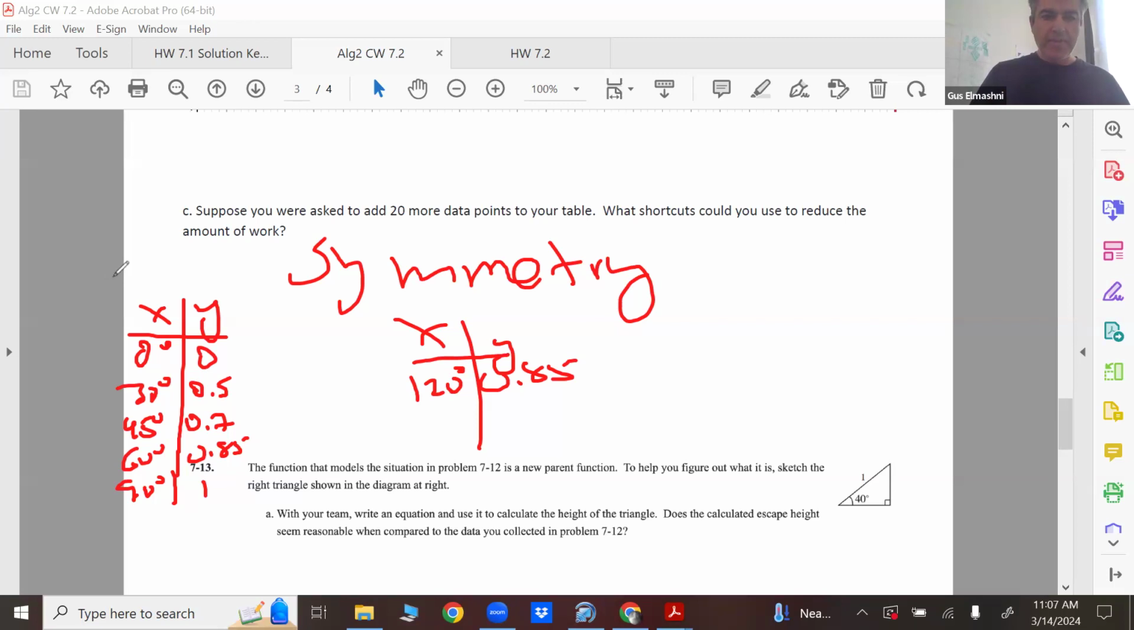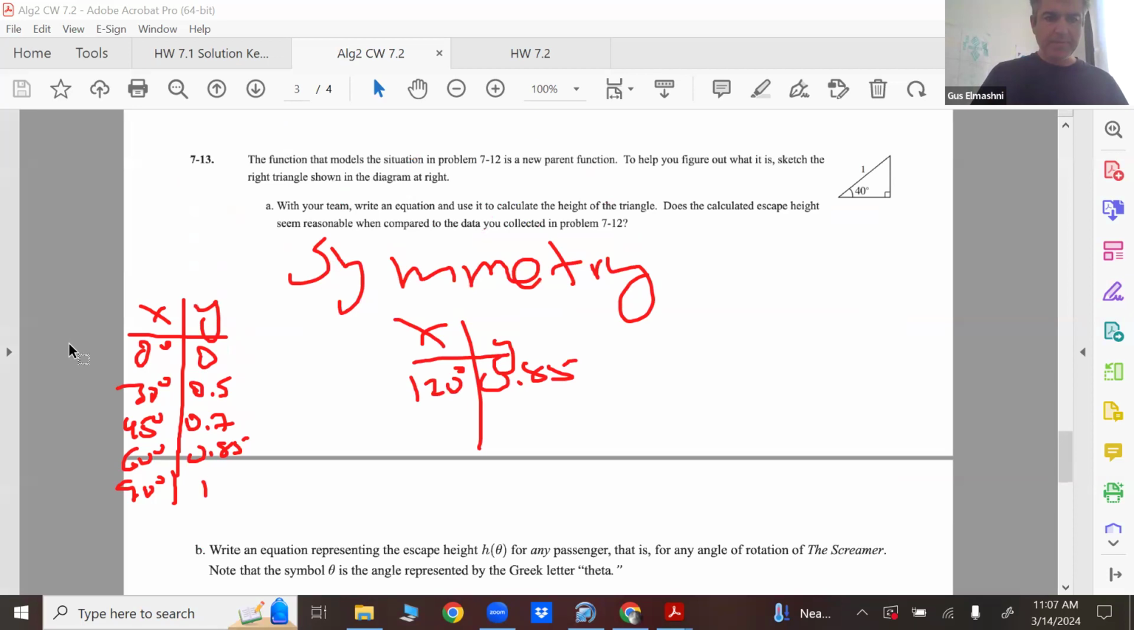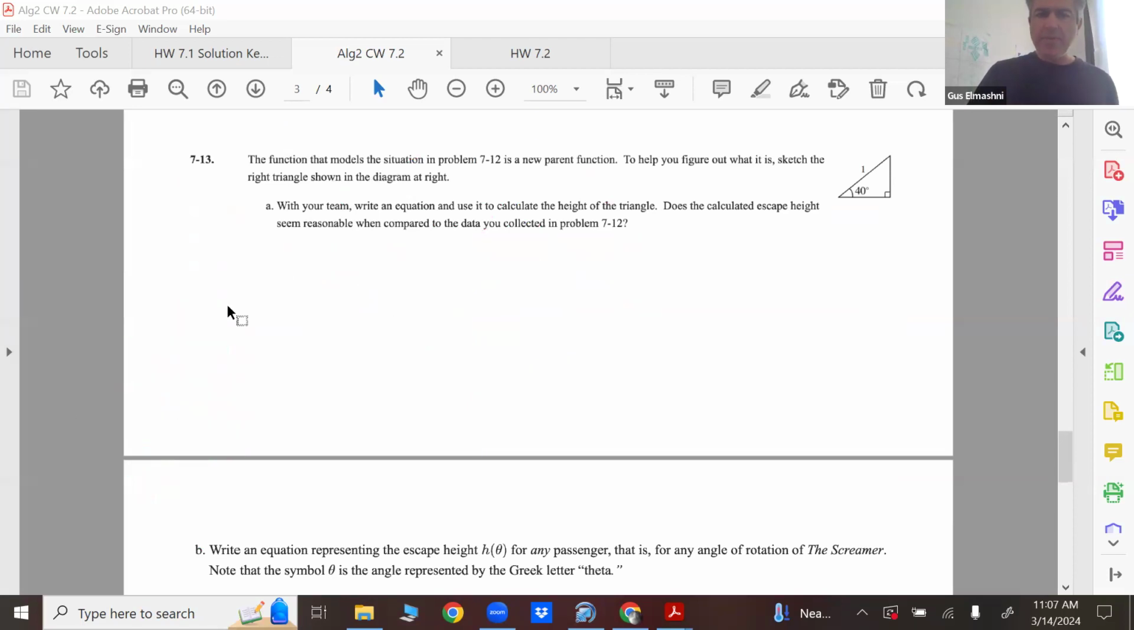So now let's take a look at 713. Let me readjust. The function that models the situation in 712 is a new parent function. To help you figure out what it is, sketch it. I already told you what it is. So for example, this is 1. That's our radius, right? That's our height.